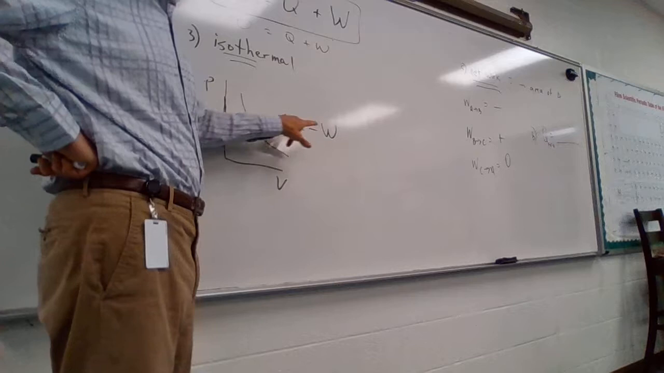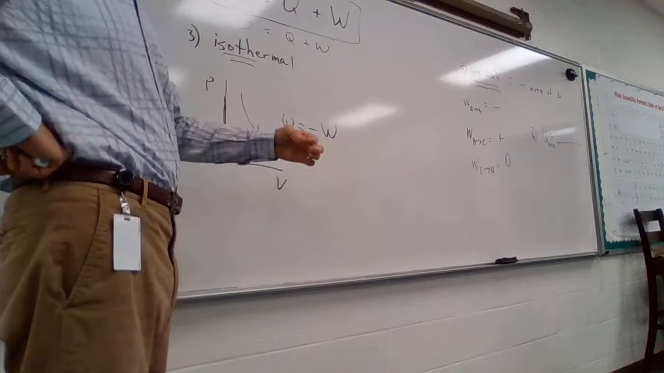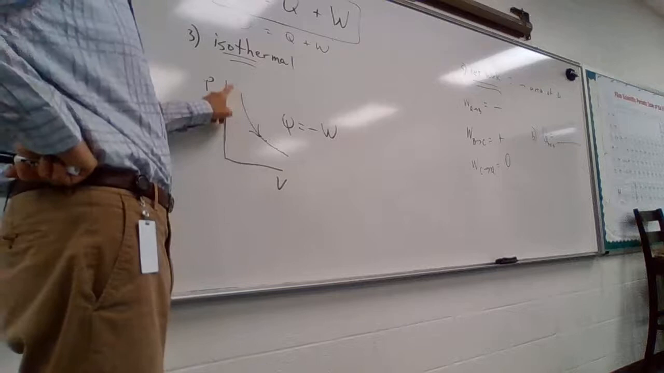And when we talked about one like this earlier today too, that's isothermal. This curve is called an isotherm. So if you see that in a question, oh, here's a PV diagram and it's an isotherm. Well, that means the temperature is the same everywhere on that curve. That's what it means.